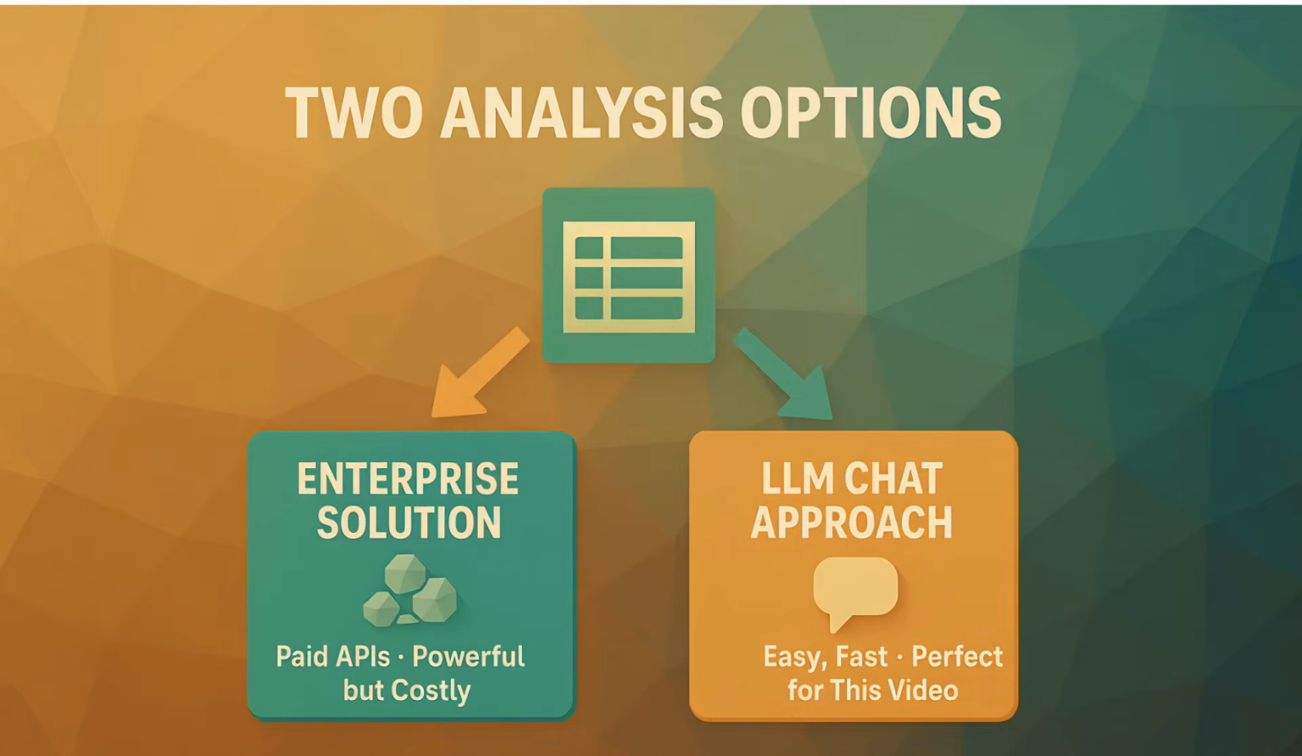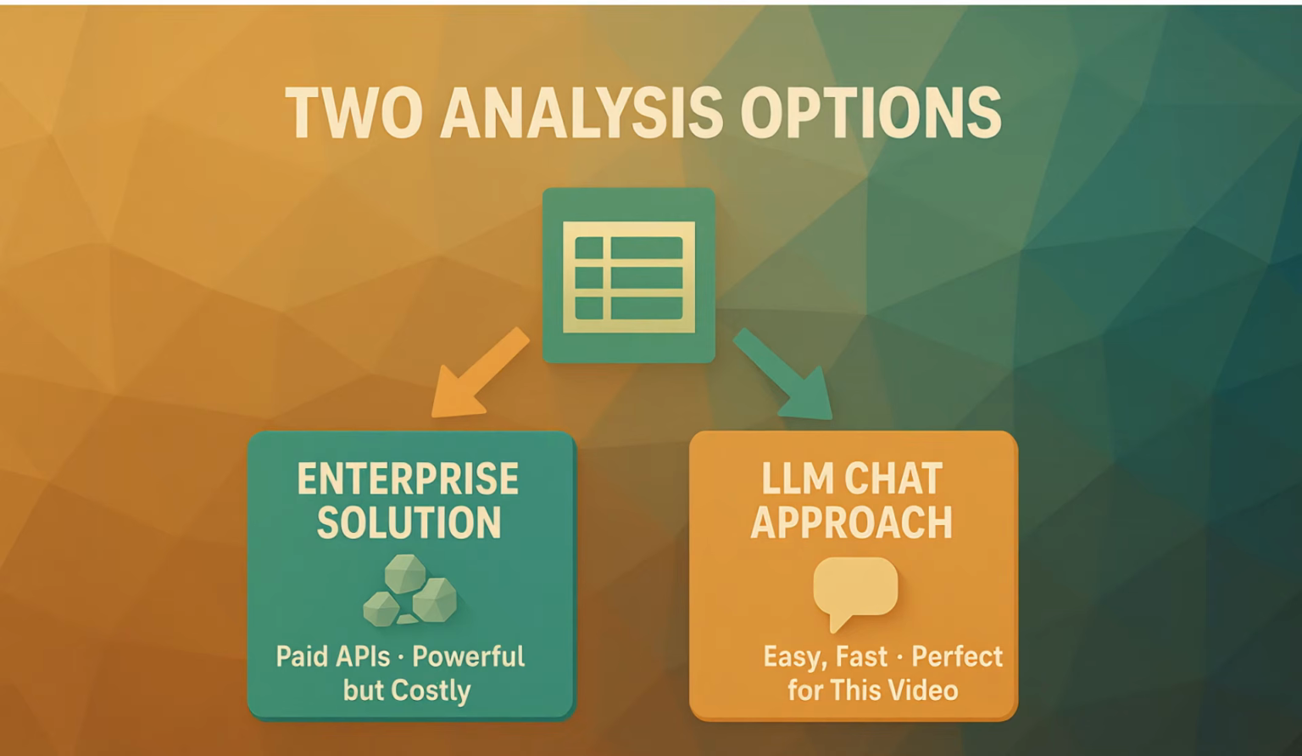Our next step is to analyze this spreadsheet for insights, and we have two main options. Option 1 is the enterprise solution. Either try to expand our tool functionality in Claude, integrating paid translation and analysis APIs, or even use a paid AI analysis service like Julius.ai or PowerDrill.ai. This option is either too complex or costly for this beginner video.